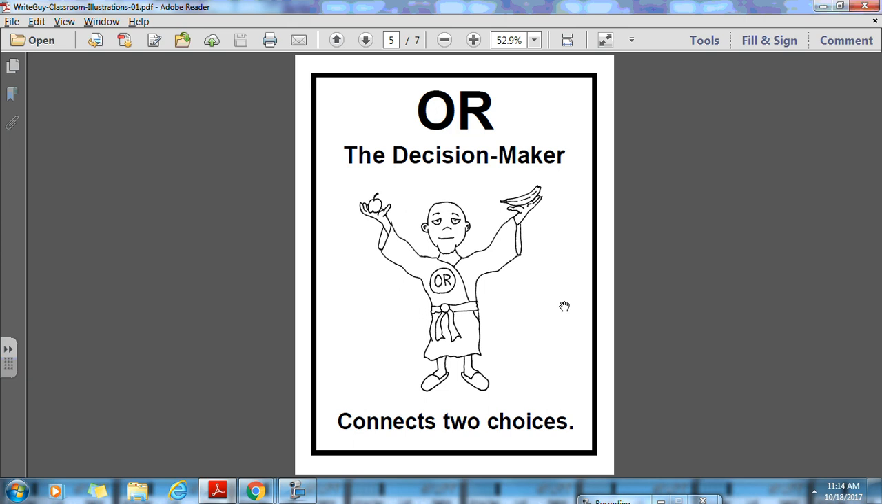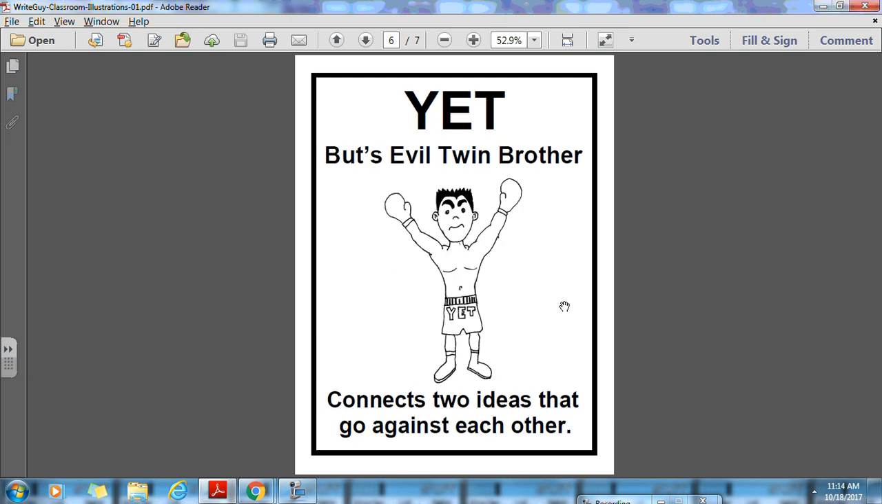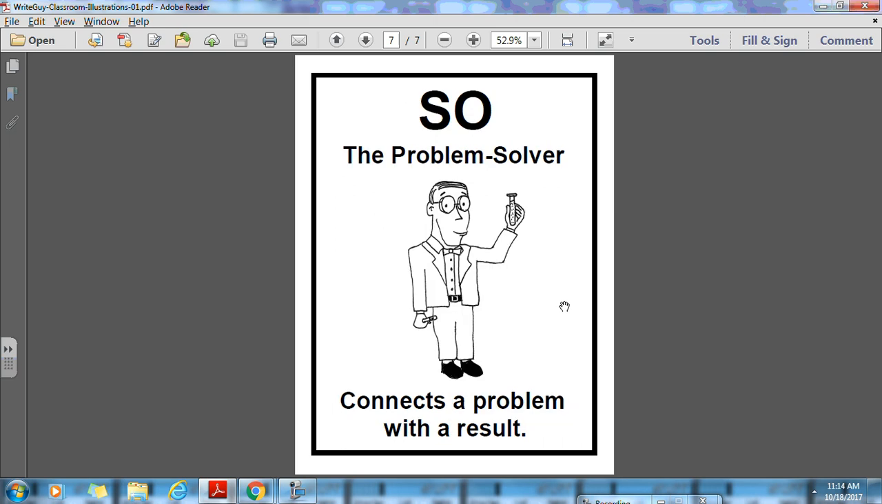Or is the great decision maker. So it connects two choices. You can have ice cream or you can have cake. You got to make a decision. Yet is But's evil twin brother. So it does the exact same thing that But does. It's just a different way you can say it.